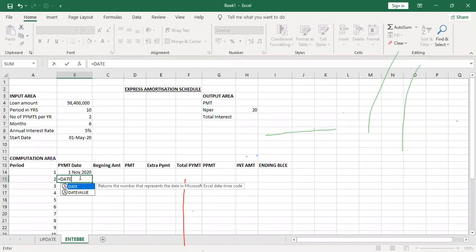Can you proceed, members? Are we okay? Yes, sir. Equals debt. Press the cursor under period two. Press equals, type debt, open brackets. Type year, open brackets.